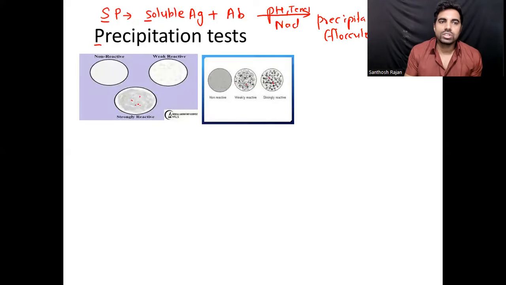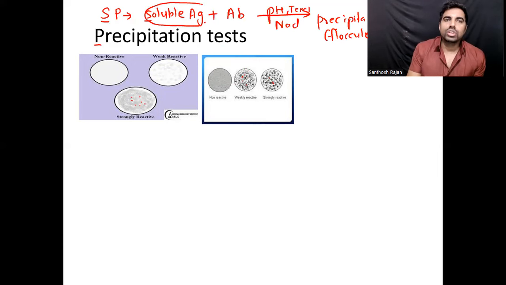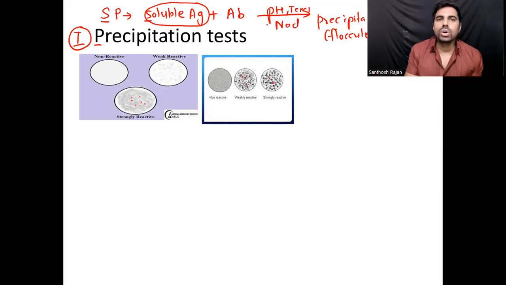You get the precipitate like this, see, dot, dot, dot, dot. These are the precipitates. Why soluble antigen? Because in agglutination we use insoluble antigen, whereas here we are using soluble antigen. Soluble antigen with the antibody gives you a flocule. This is the first one among the older methods.